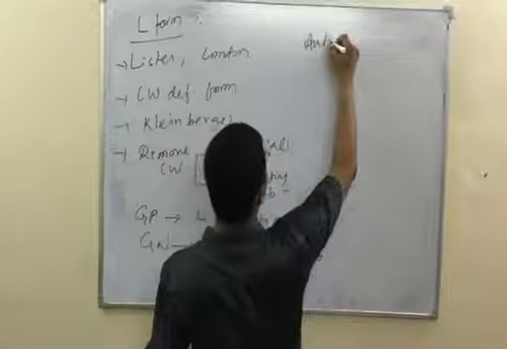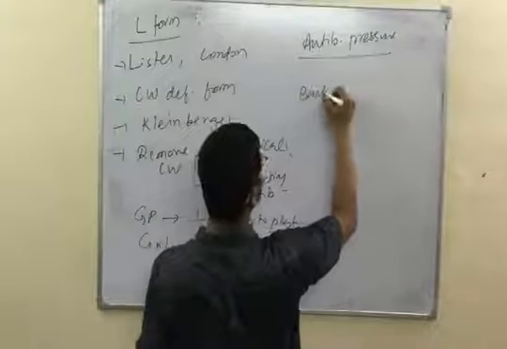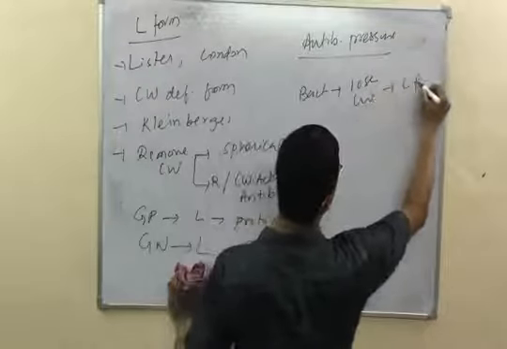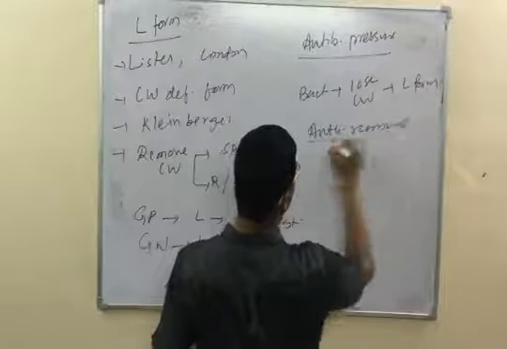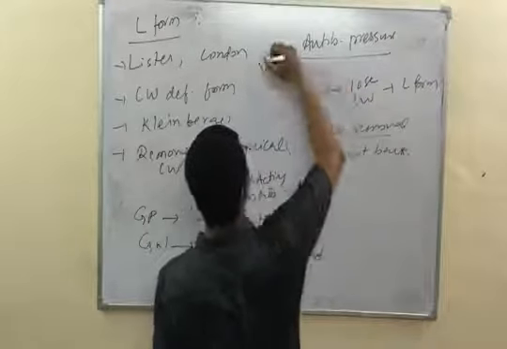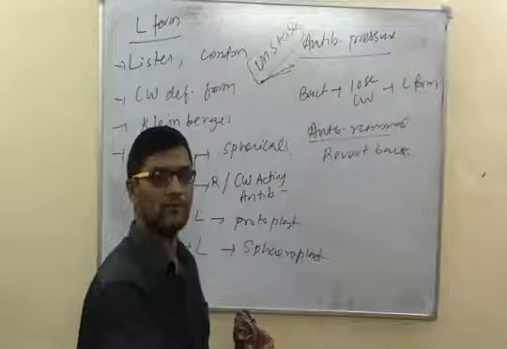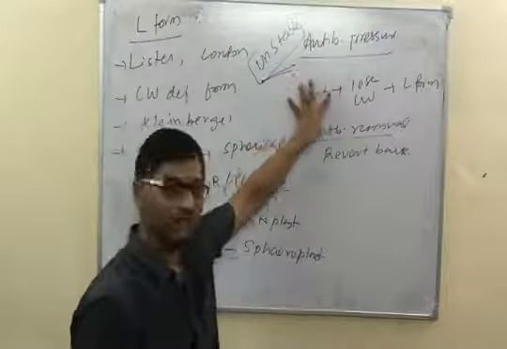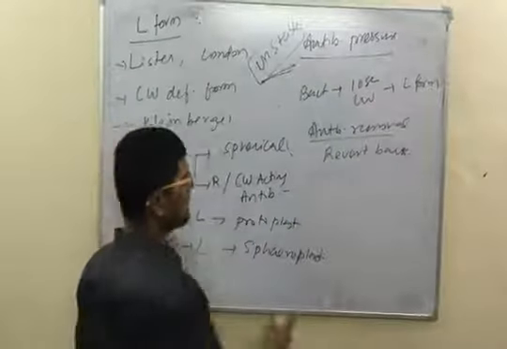In presence of antibiotic pressure, usually the bacteria lose the cell wall to form L form. But on removal of antibiotic, they revert back to the original size. This is called unstable L form, and this is the most common form of L form, because most of the bacteria lose cell wall in presence of antibiotic pressure, and when the antibiotic is removed, again they revert back to the original size. So this is called unstable L form.